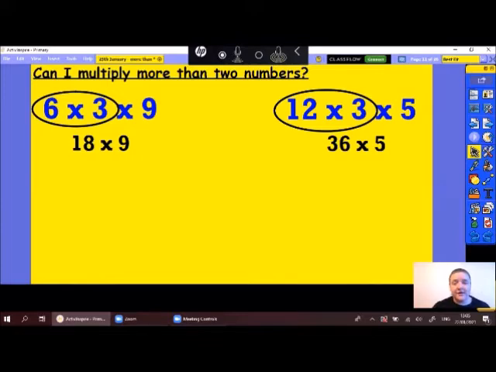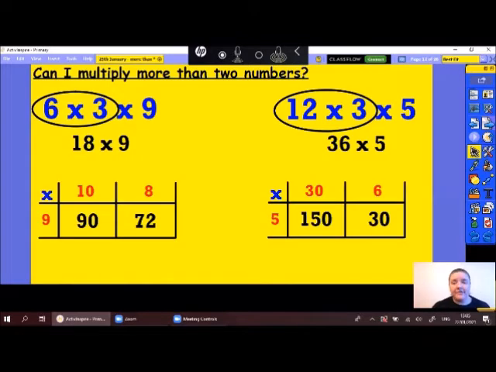This is what it looked like when I did them. Check your method for both of them before I show you the final answers. So the answers are 6 times 3 times 9 becomes 162, and 12 times 3 times 5 becomes 180. See, multiplying 3 numbers at a time isn't that tricky, really, once you know how to do it.